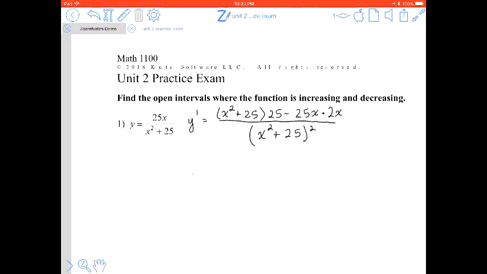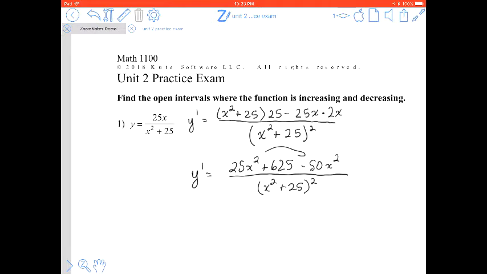Now we can simplify and combine like terms in the numerator. We're going to have 25x squared plus 625 minus 50x squared, and there's our denominator. We can combine those two like terms there to get negative 25x squared in the numerator.